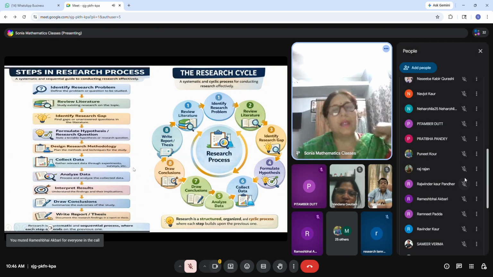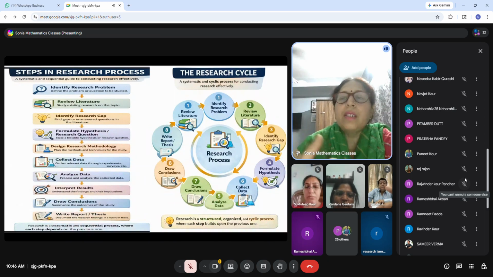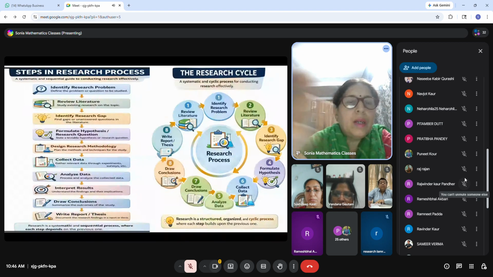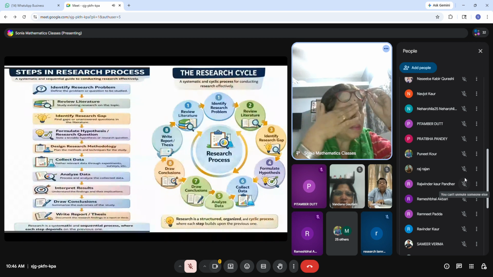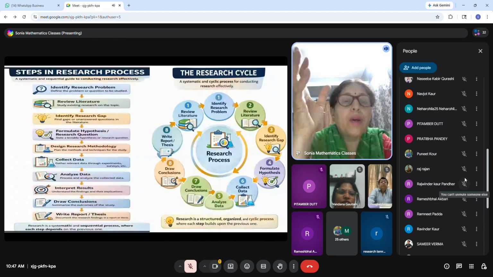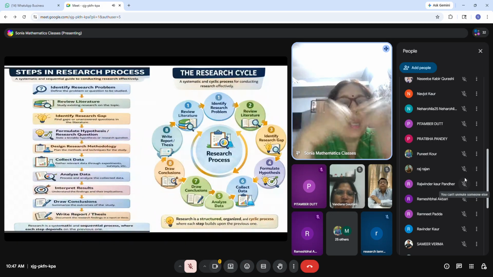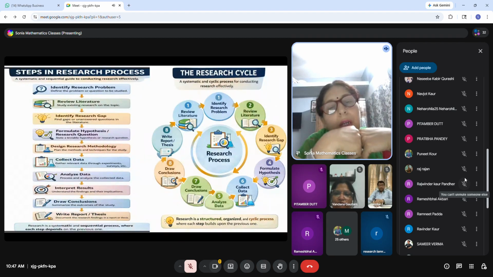So what are the steps? Okay, we're summarizing. It is a systematic, or you can say cyclic, process for conducting research effectively. So research process क्या है? We have to identify the problem, review literature, that is we have to study the existing research on that topic. Then we have to identify the research gap, that is we will find the gap or unanswered questions in the literature. Then we will formulate our hypothesis or find our research question. Then we will state a testable hypothesis or research question.